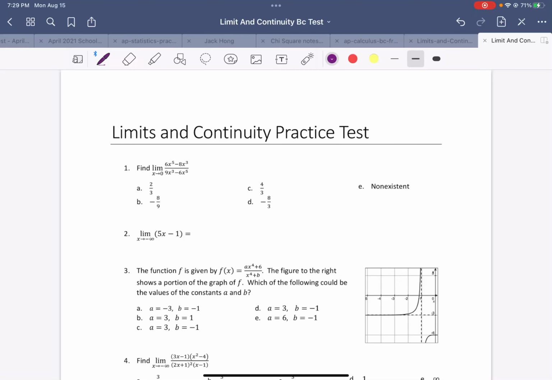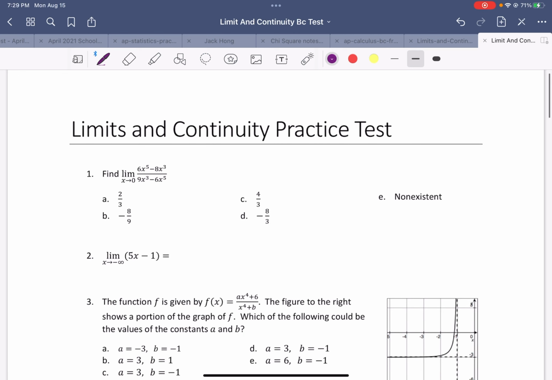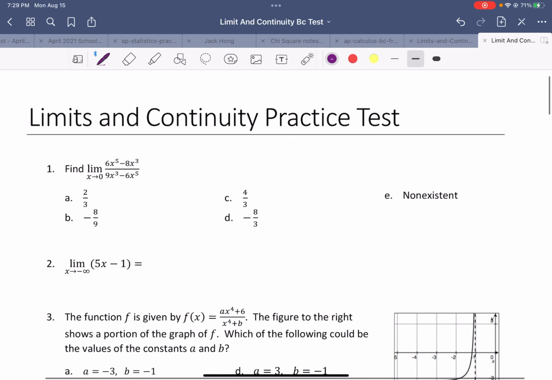Okay, this is a limit and continuity practice test for AP Calculus BC. This is different from AB. If you're looking for some practice for this unit, I uploaded another video for AB. So you can study using that video for AB, but this is BC.